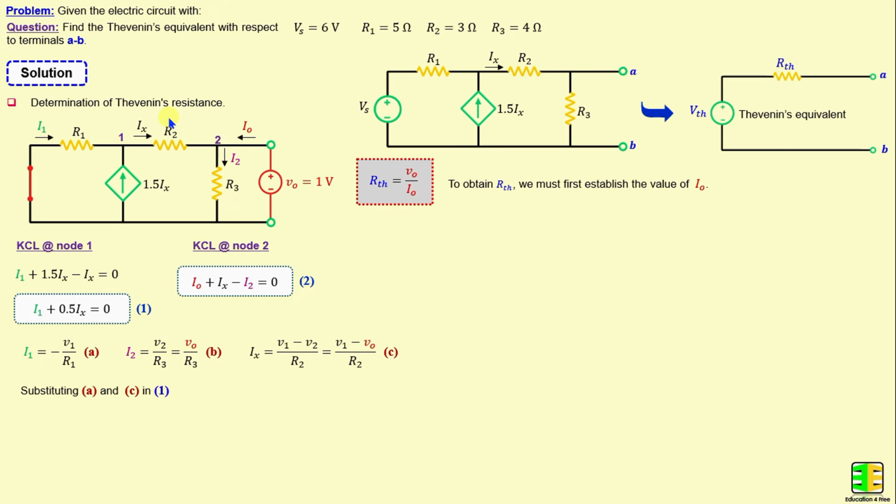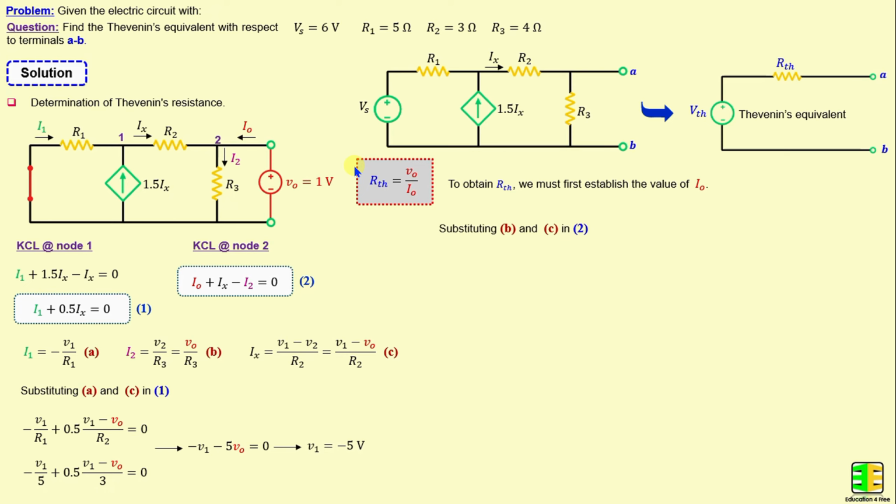Now, by substituting A and C in 1, we can write negative V1 over R1 plus 0.5 times V1 minus VO over R2 is equal to 0. If we replace R1 and R2 with their numerical values and we continue simplifying this equation, we obtain negative V1 minus 5VO is equal to 0. And we know that VO is equal to 1 volt. That means V1 is equal to negative 5 volt.